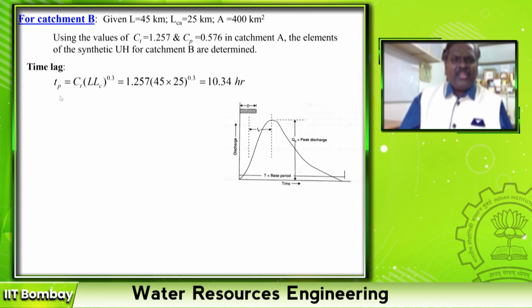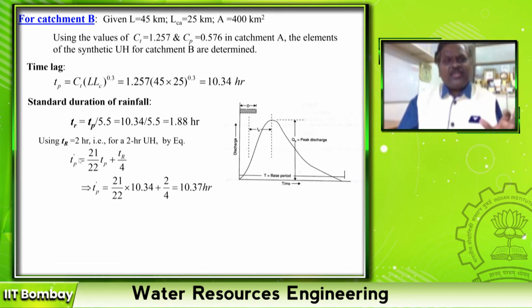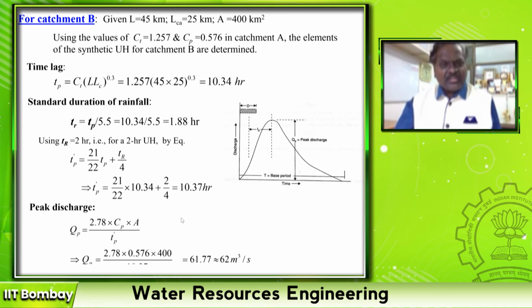Now estimate TP of this ungauged basin. I know only this L and Lca, 1.2. So 10.3 hours is the time to peak. But what is the standard duration of rainfall? TP by 5.5, 1.88. So there is a difference; it's not a round figure. So you can estimate the adjusted time to peak. Then the adjusted time to peak will become 10.37 hours.